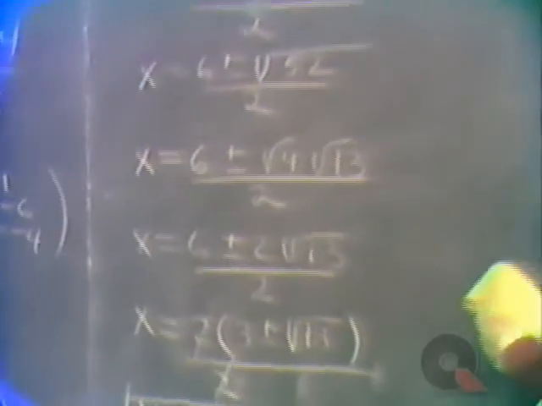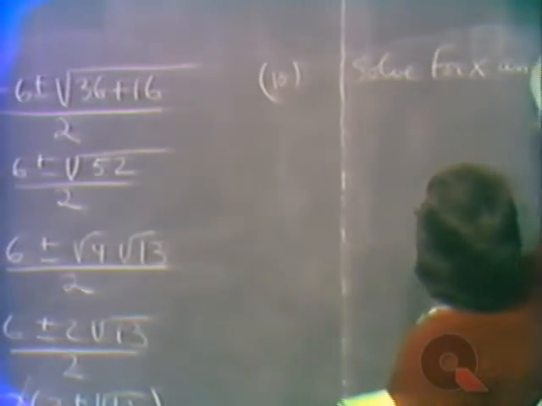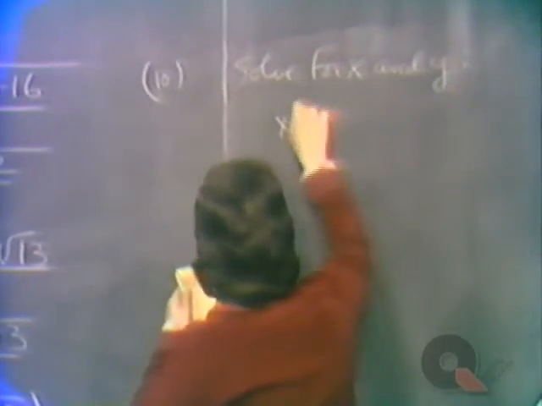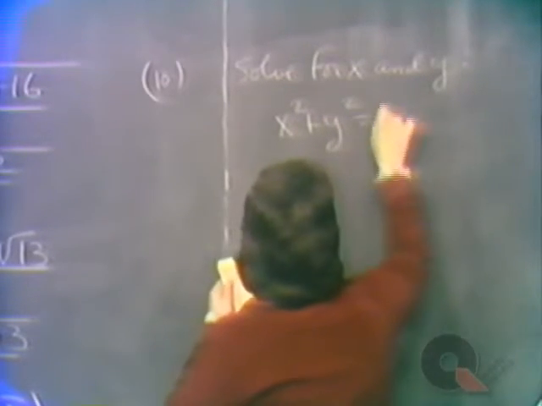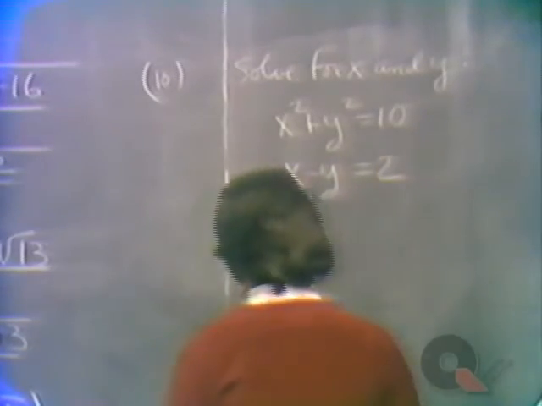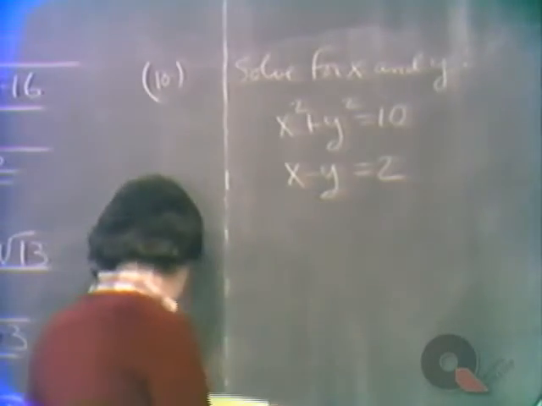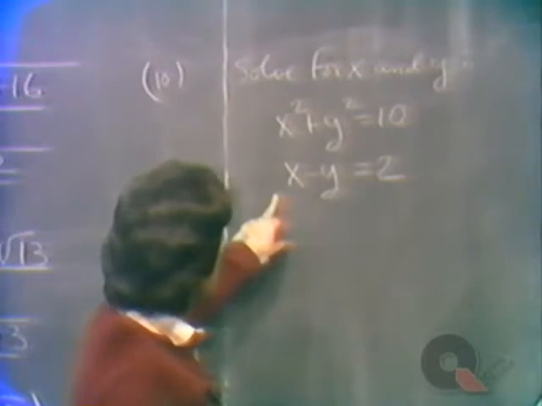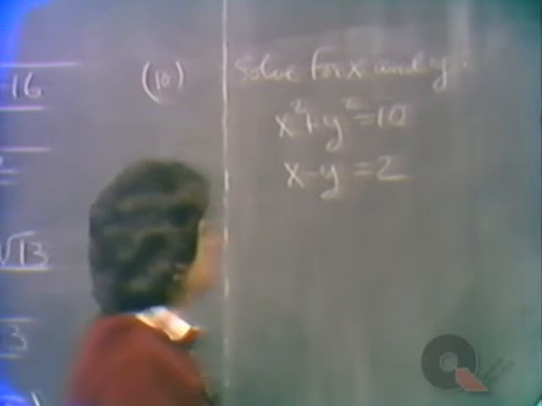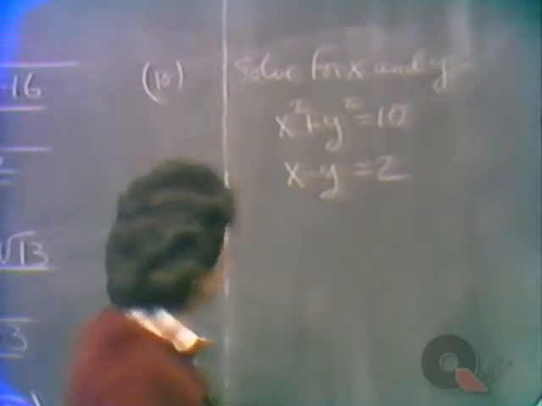In problem 10, we want to solve for x and y. We have a system of equations. We have x squared plus y squared equals 10, and x minus y equals 2. Okay, we're going to solve this by solving the second equation, the linear equation in x and y, for either x or y, and substituting that value back into the top equation.